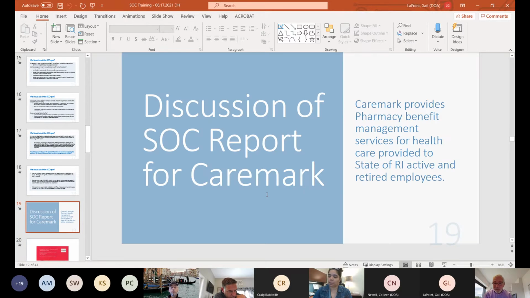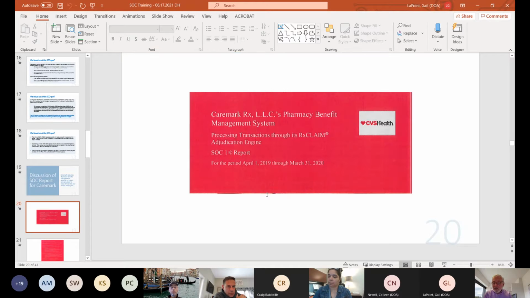There's nothing like a specific example, so we picked one from Caremark. Caremark is a division of CVS. We picked this one for a couple of reasons. One, most people have a passing familiarity with having a prescription filled at CVS. It's not an uncommon experience. And two, they also happen to have exceptions in their report that make it easy to give you a good example of something that you should be alert to.